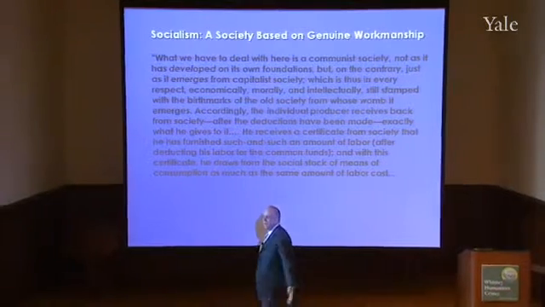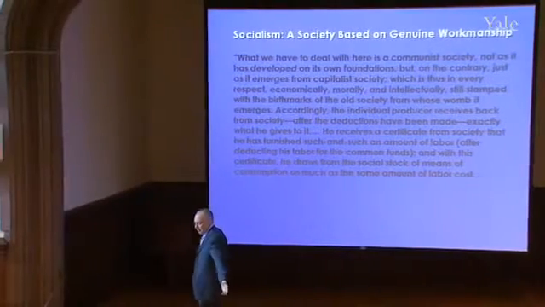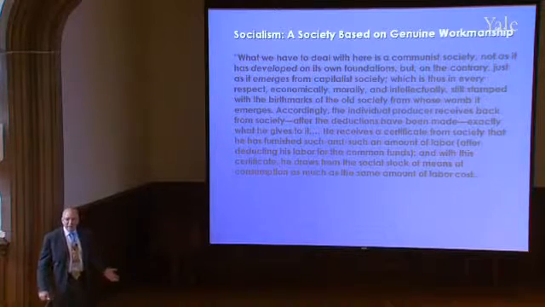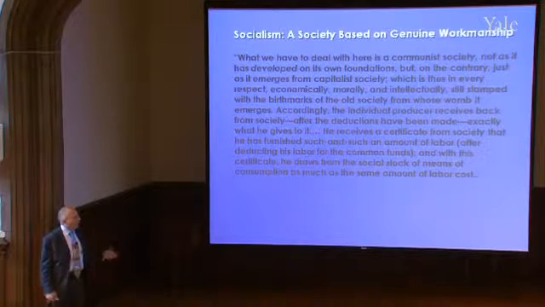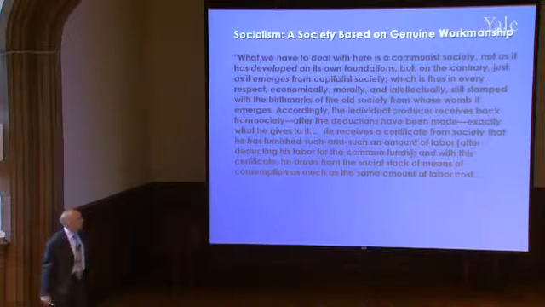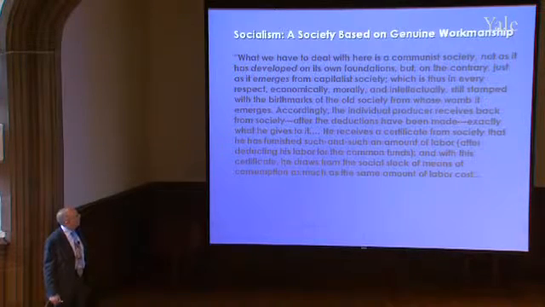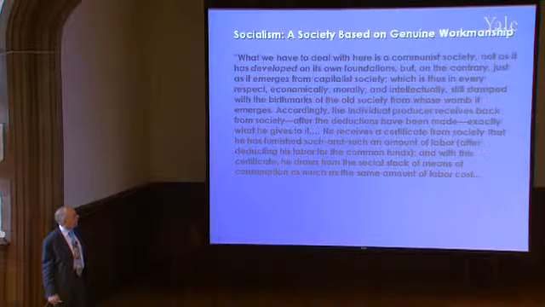Socialism for Marx is not an equilibrium any more than capitalism is. Socialism is not a system that is without its own internal contradictions, according to Marx. And the reason is, as he says here, we have to deal with a communist society not as it has developed on its own foundations, but on the contrary, just as it emerges from a capitalist society, which is thus in every respect economically, morally, and intellectually still stamped with the birthmarks of the old society from whose womb it emerges.